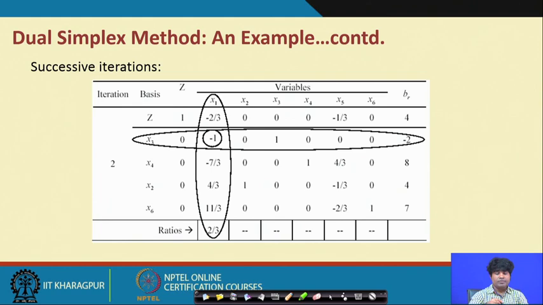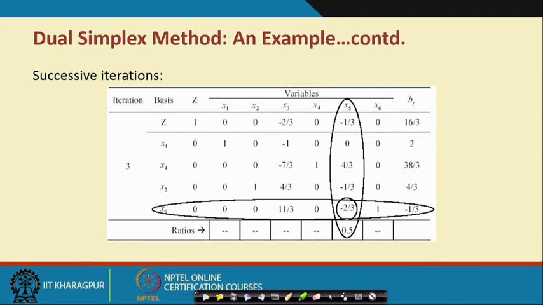So by default the indication is that x1 will be coming in place of x3, and x3 will go to the place of x1. Then again you change the structures and complete the iterative process. Okay. So after doing the iterative process, we move to the next table, that is the third successive iterative procedure.